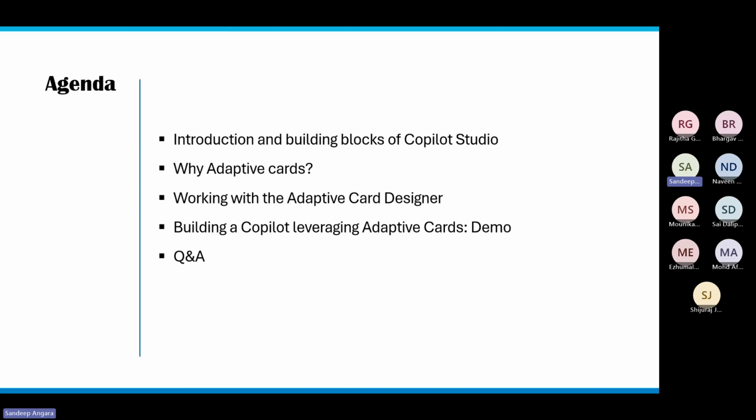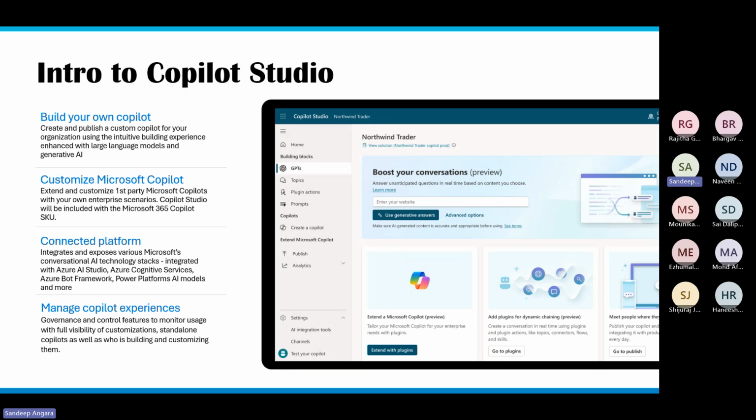The agenda is quite simple today. We'll spend very little time on the introduction of Copilot Studio and its building blocks, and instead go into what adaptive cards are and why we are talking about them today. We'll also have a quick demo on how and where we design them, and see in a live demonstration how we integrate adaptive cards into copilots so that users see very engaging conversations within that copilot. I'll leave some time after my presentation for questions and answers.